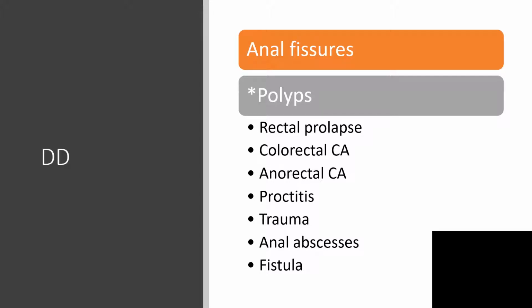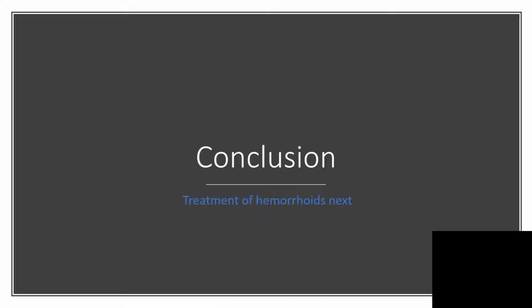What are the possible differential diagnoses here? Anal fissures, polyps, rectal prolapse, colorectal carcinoma, anorectal carcinoma, proctitis, trauma, anal abscesses, and fistula. In conclusion, for the moment, the treatment of hemorrhoids will be in the next presentation.